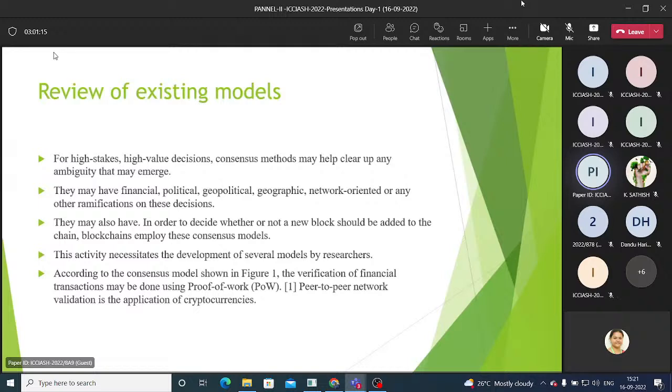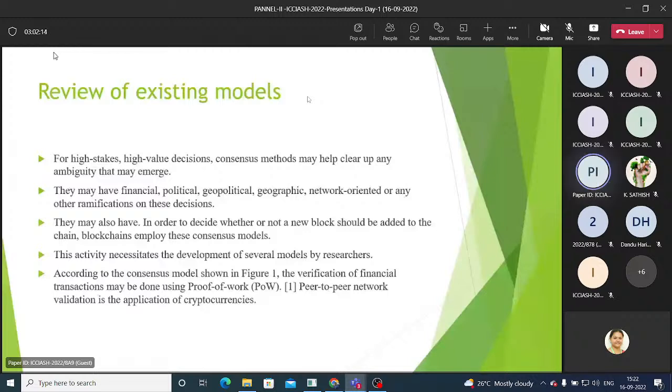As I reviewed the existing models for high-stakes, high-value decisions, consensus methods may help clear up any ambiguity that may emerge about how to provide uniqueness to the blockchains, and how to provide uniqueness to the hashing with the help of hashing algorithms. These decisions may have financial, political, geopolitical, geographic, and many other ramifications. They may also be needed to decide whether or not to add a new block. So blockchain employs all these consensus models. Basically, blockchain is a technique wherein we distribute the data in the proper manner to give security to the data. So this activity necessitates the development of several models by researchers.